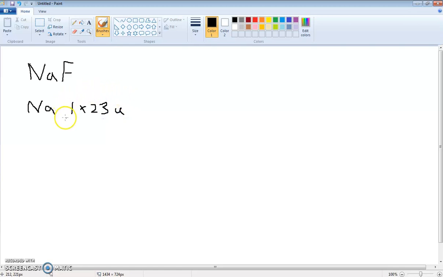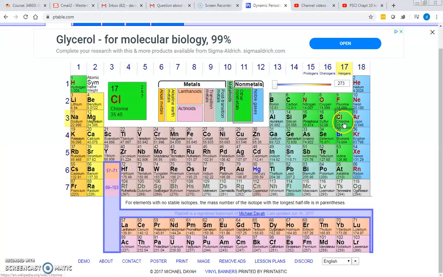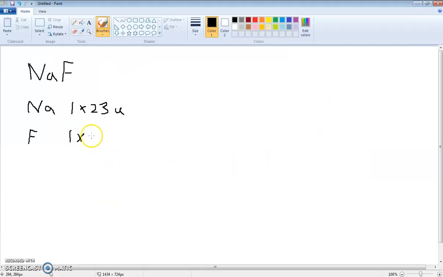Alright, so our formula contains one atom of sodium times 23 atomic mass units. So the total amount of sodium is 23 atomic mass units. For fluorine, again we have one atom of fluorine in each molecule. We're going to look up that atomic weight, 18.996. We'll just call it 19 for simplicity.